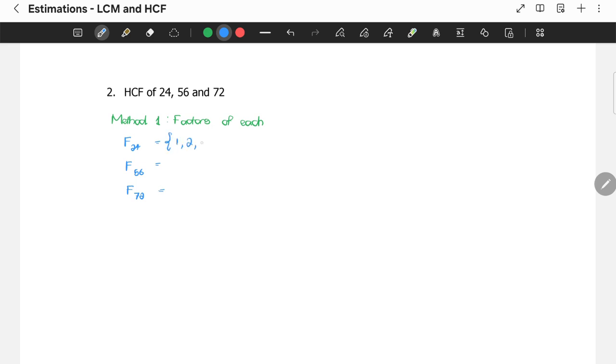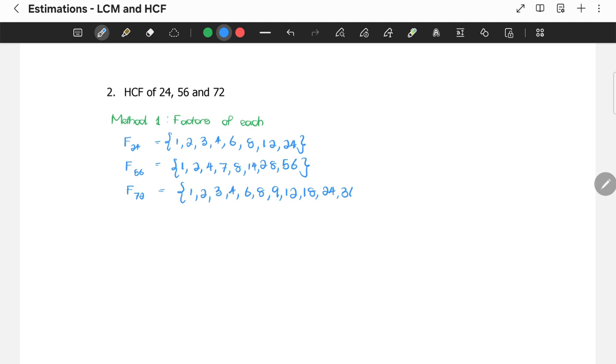So 1, 2, 3, 4, 4 into 24, and then 5 is not divisible into 24 without leaving a remainder. 6 is a factor, 7 is not, 8 is a factor, 9 is not, 10 is not, 11 is not, 12 is a factor, and then 24. And then 56, we have 1, 2, 4, 7, 8, 14, 28, and 56. And then for 72, we have 1, 2, 3, 4, 6, 8, 9, 12, 18, 24, 36, and 72.